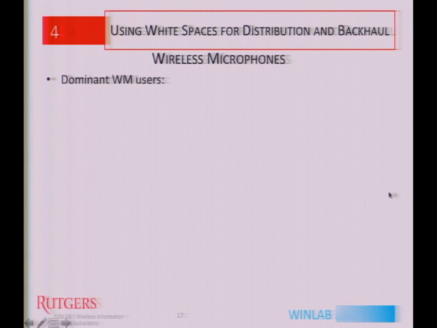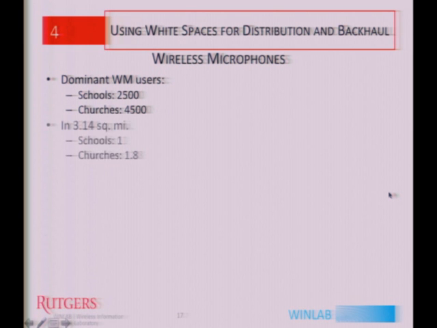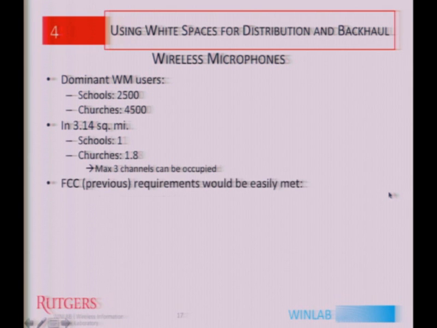On the other side, the dominant wireless microphone users for this use case came out to be churches and schools. And in New Jersey, we have about 2,500 schools and 4,500 churches. So this is where we're going to go for the statistical analysis. In that 1 mile radius, which is about 3.14 square miles, we're going to have 1 school and 1.8 churches, just to be exact. So that means that potentially there might be 3 channels occupied by these 2.8 users, basically.